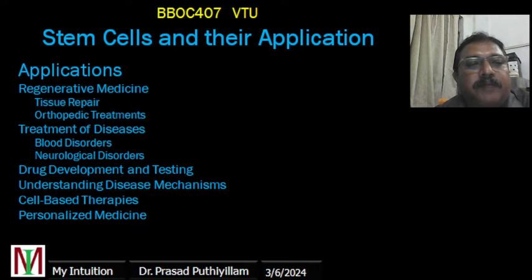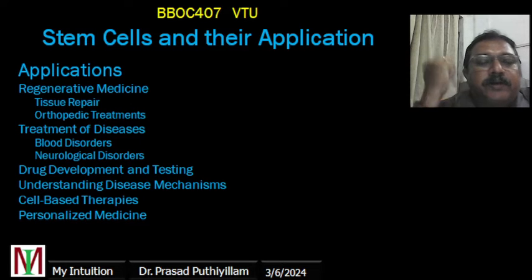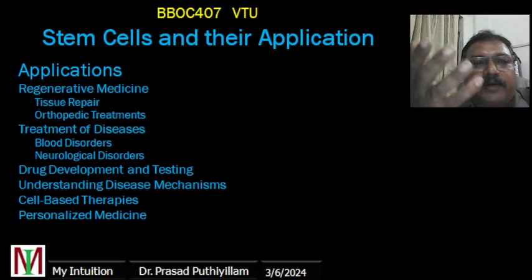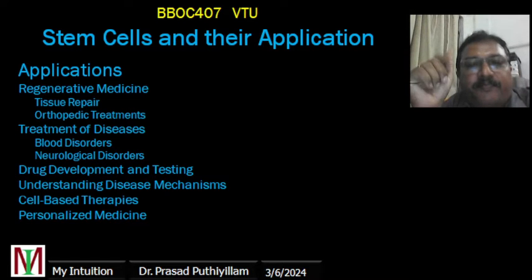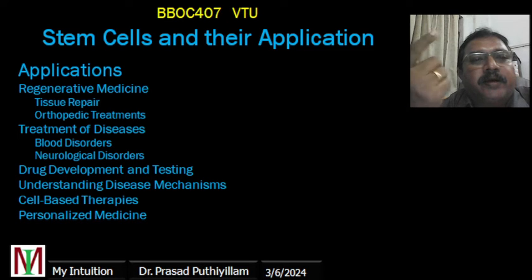Then comes drug development and testing. Some structures made using stem cells can be used as a model where a new drug can be tested. People can predict how the real human cell will behave. Therefore, for testing as well as developing new drugs, these stem cells can be used.